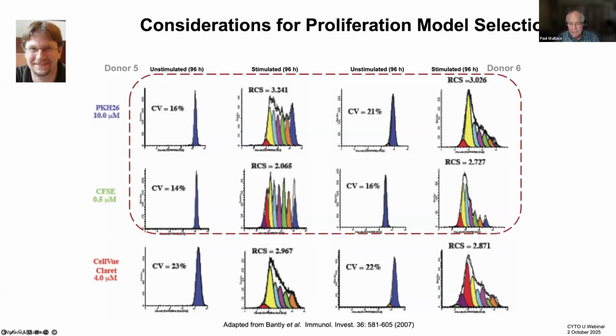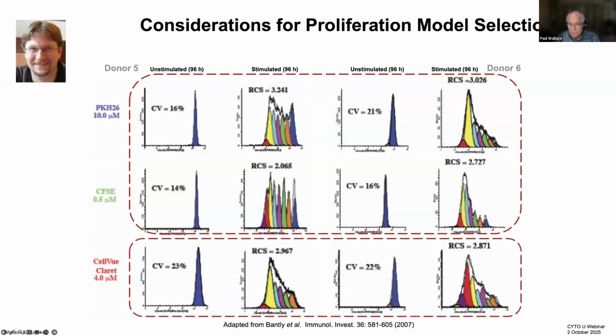For PKH26 and CFSE, where generational structure was evident, the fitting guidelines discussed in our study module lesson 3B, which is just going up online, suggested allowing both peak spacing and peak width to vary as the model adjusted peak height to give the best fit between the observed and model data. For CellVue Claret, which lacked generational structure, fitting guidelines suggested keeping peak spacing and peak width constant to avoid overfitting.